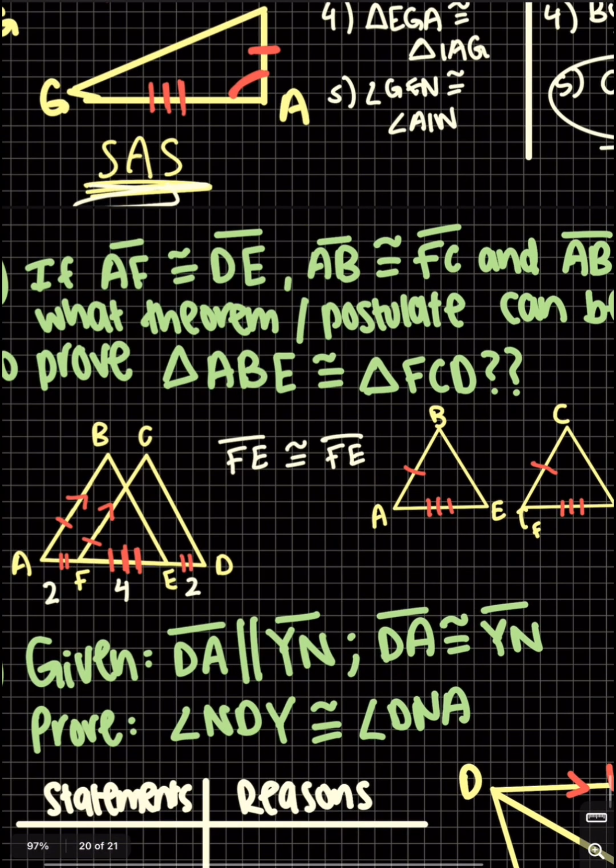Now I have 2 of my requirements. I just need one more thing to prove. Well, they didn't tell me that these 2 lines were parallel for no reason. There's a reason. Usually when they tell you a line is parallel, it'll always be for a reason.